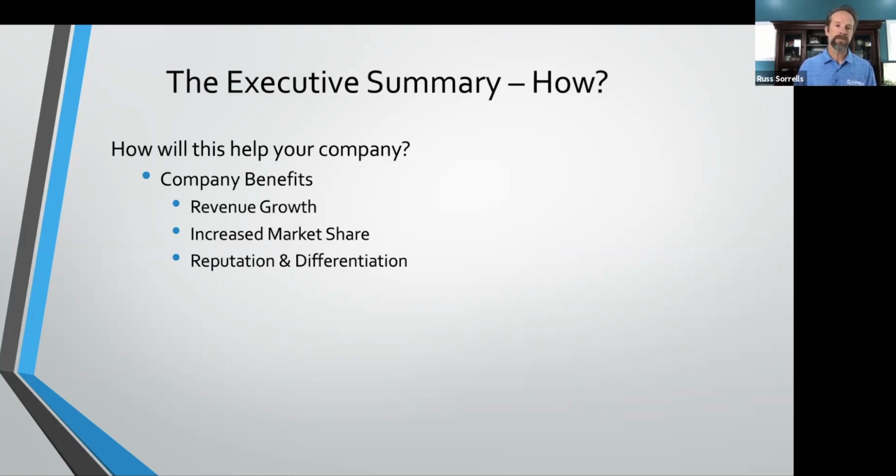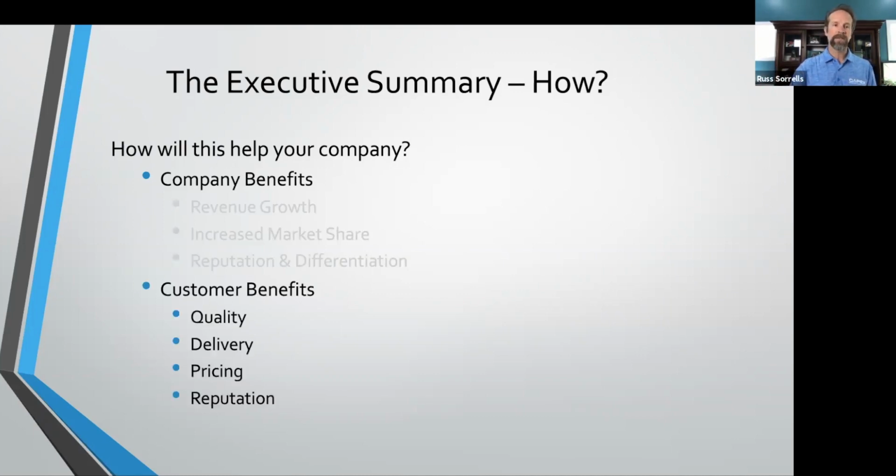And then it's going to improve your reputation with your customer, and it's going to allow you an opportunity to differentiate yourself from your competitors. Again, this is often we want to get our management excited and our team excited about why we are going to execute this project. And then the customer benefits. So the customer benefits are quality, delivery, pricing, reputation. These are all benefits for your customer, right?